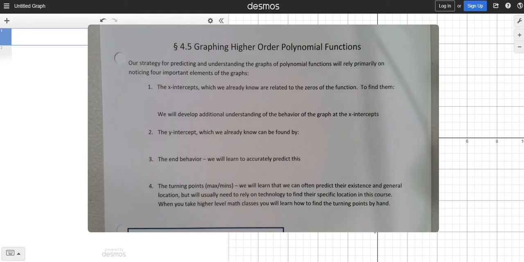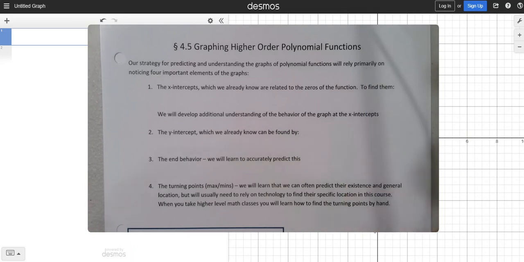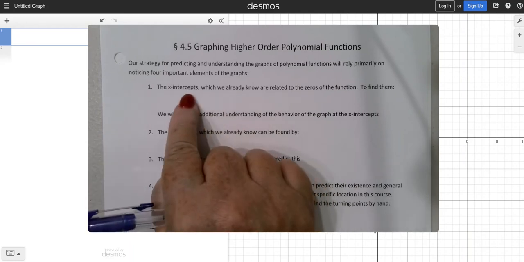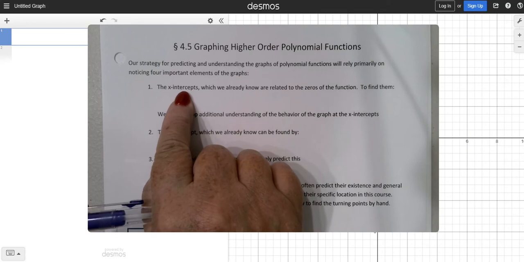Here's sort of a general strategy to introduce where we're going. We'll rely primarily on four important elements of these graphs. First of all, the x-intercepts. We already know that if we can find the zeros of the function, basically we know the x-intercepts, right? Because it's where y equals 0.